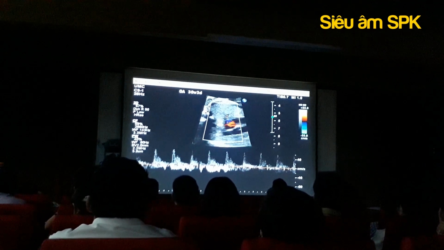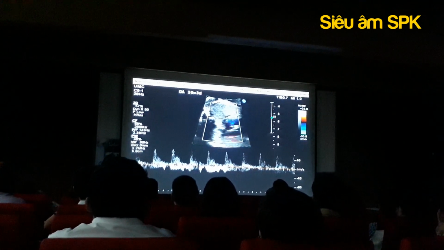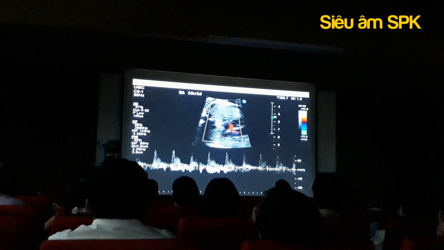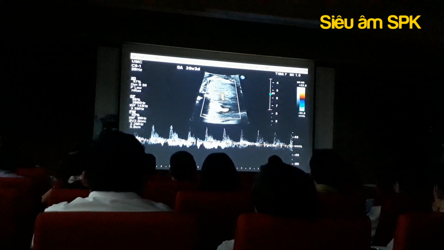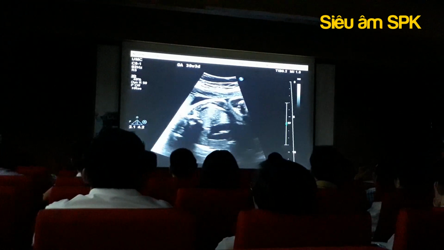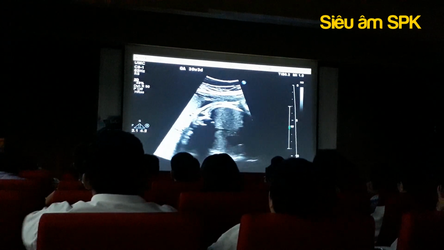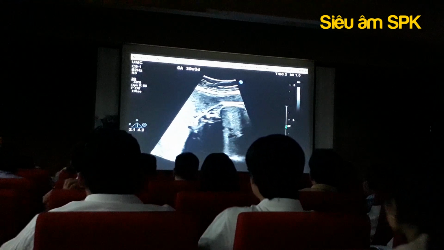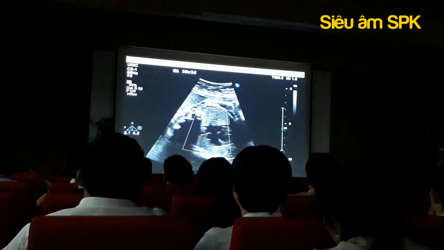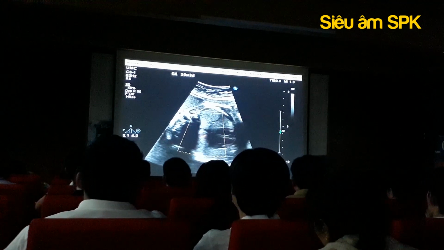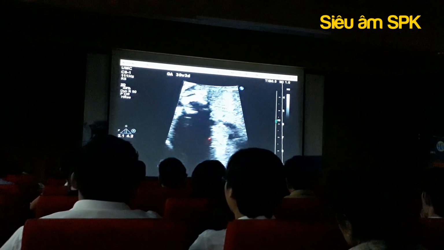I'd like to see pulmonary veins from the right side. Especially since that's the side where we haven't seen the pulmonary artery yet.